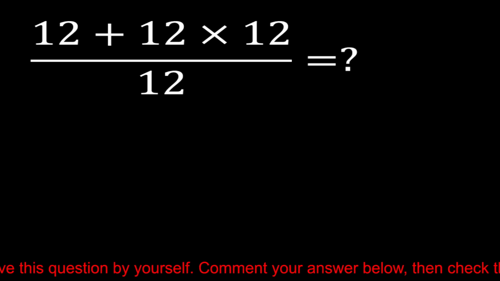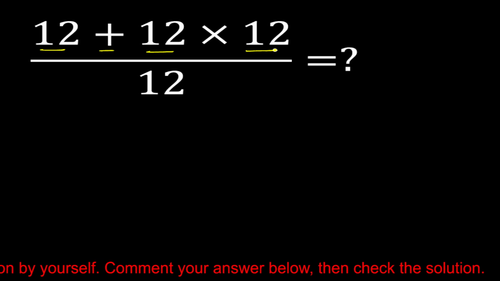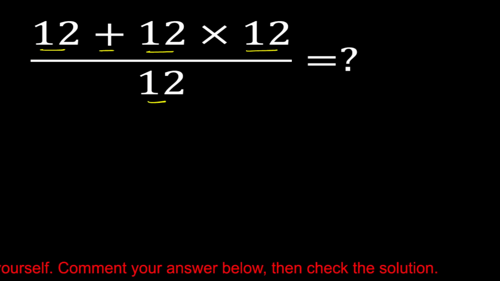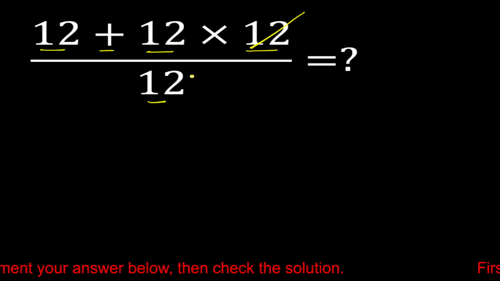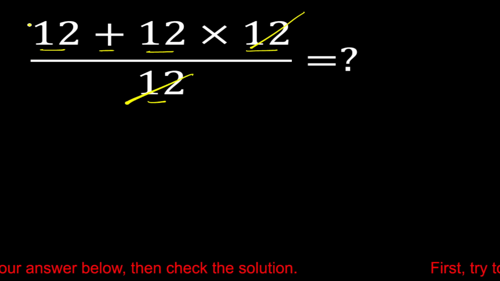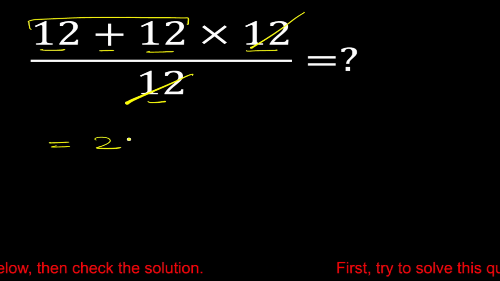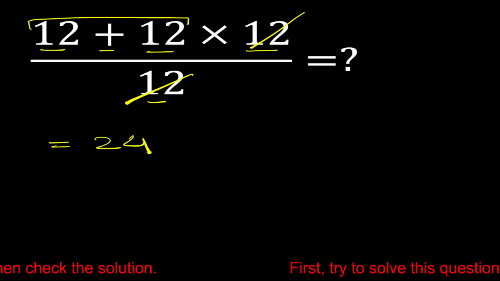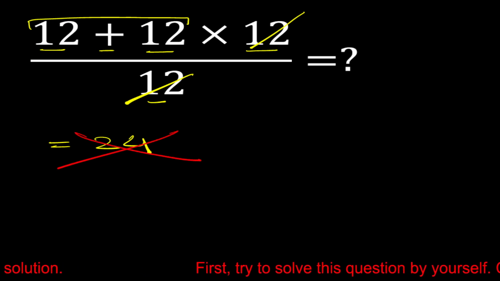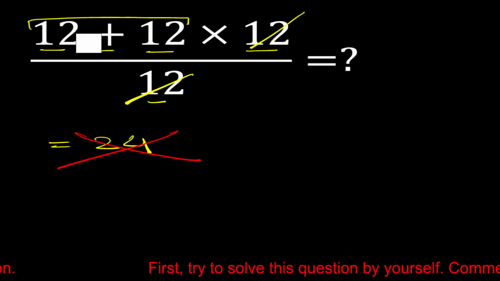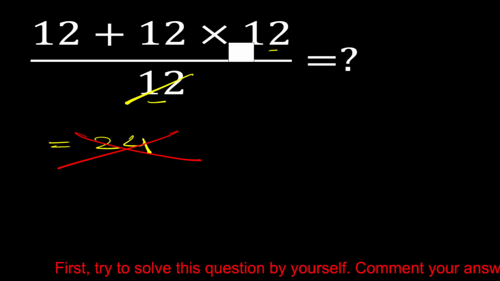So, 12 + 12 × 12 ÷ 12. Most people solve this question by cancelling this 12 by 12, then 12 + 12 is equal to 24. But this answer is not correct. This answer is completely wrong. So now let's solve this problem correctly by using the PEMDAS rule.